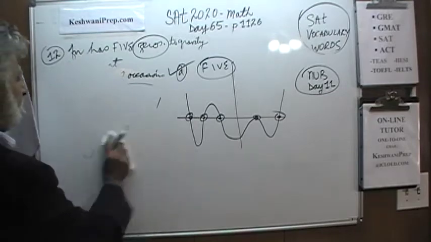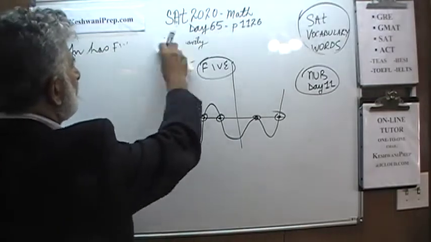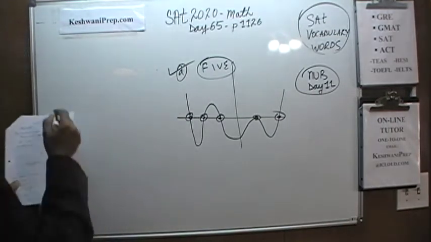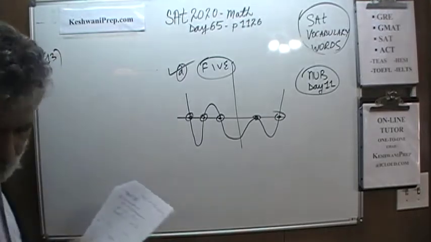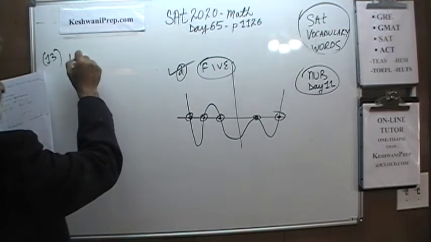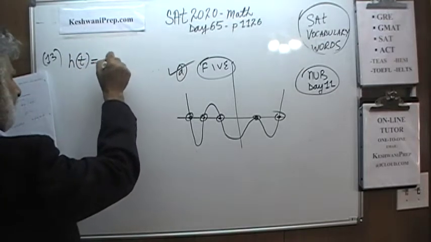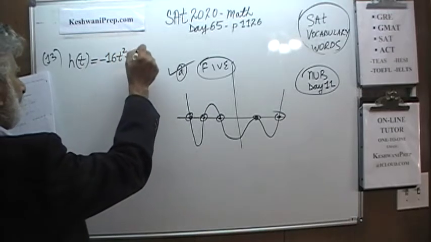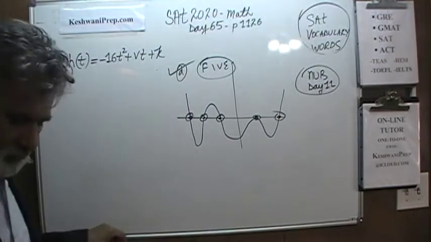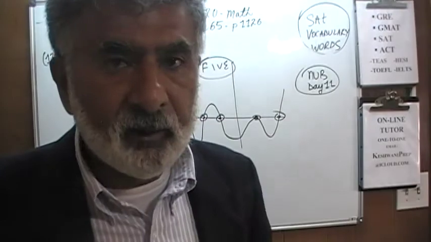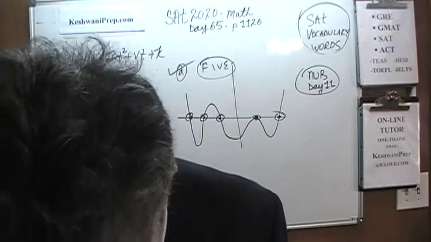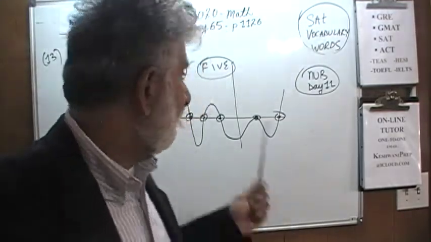Let's look at number 13. In 13, we are given a function that looks something like this. Height, which is a function of time, and we are told that it looks something like this: negative 16t squared plus v times t plus k. So we are told that if you throw an object in the air, the height of that object at any given point in time is dictated by this function.